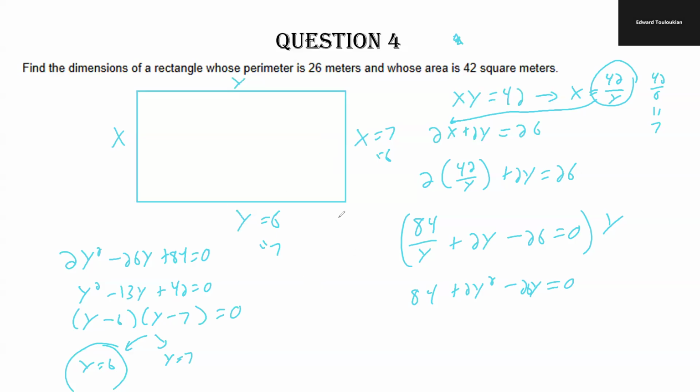And you can check that because 6 times 7 is 42. And then 7 plus 7 is 14. 6 plus 6 is 12. 12 plus 14 is 26. That's your perimeter. So once you get those values, you can always go back in to check them to make sure they work.